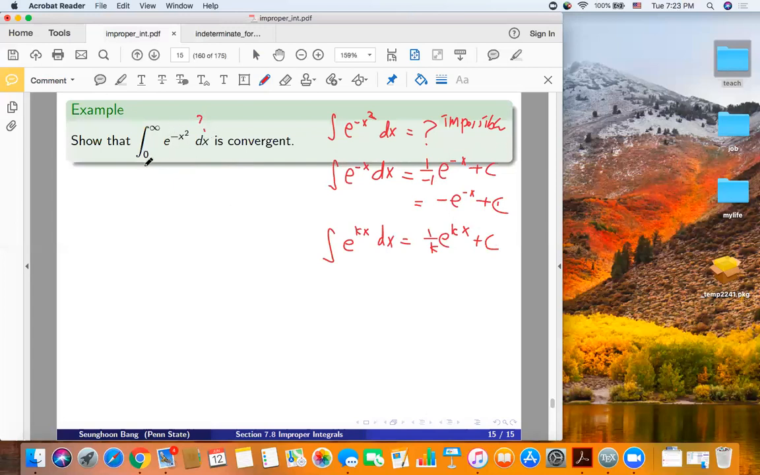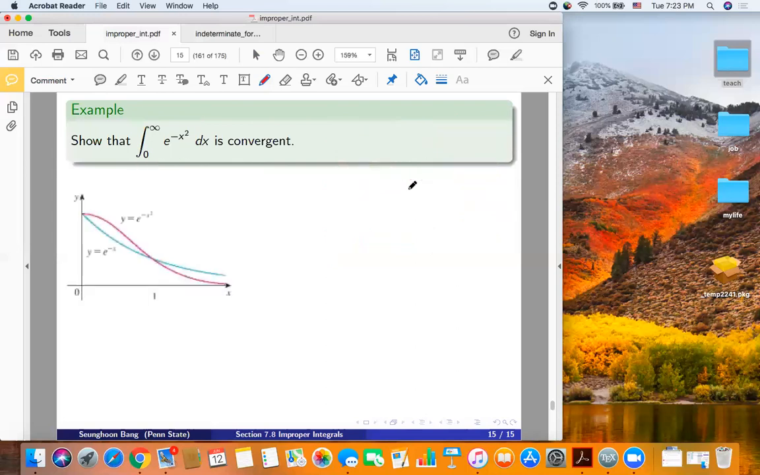How can you do that? You can compare this one with a simple one. This is the whole idea of using the comparison test. You can draw the graph here. E to the minus x squared is the red one. E to the minus x is the blue one. So what happens? The e to the minus x blue one is greater than or equal to the red one for x greater than or equal to 1.